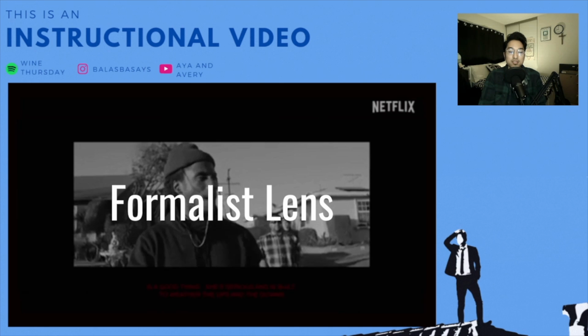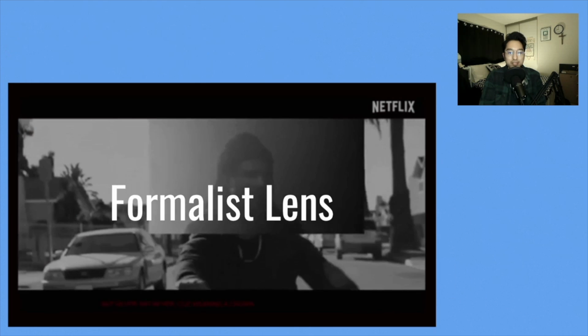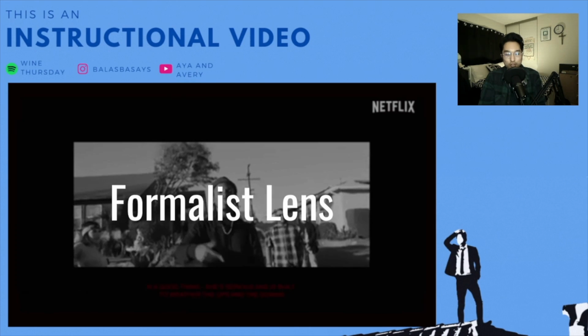Today we're going to learn about formalism, or the formalist lens. This lens is pretty literal. It's used to analyze the form or structure of something.